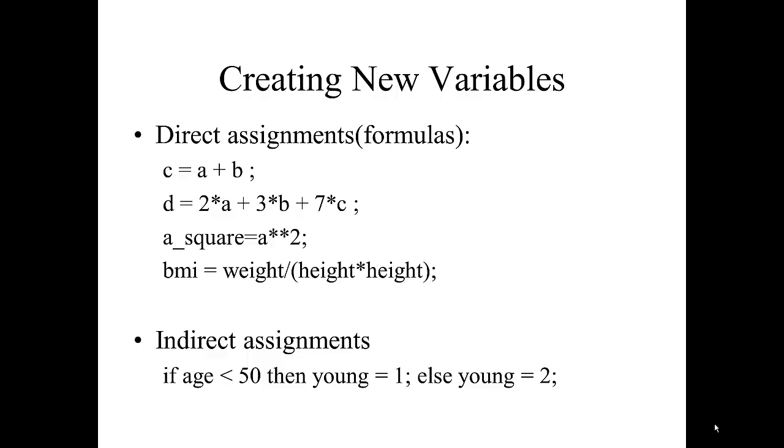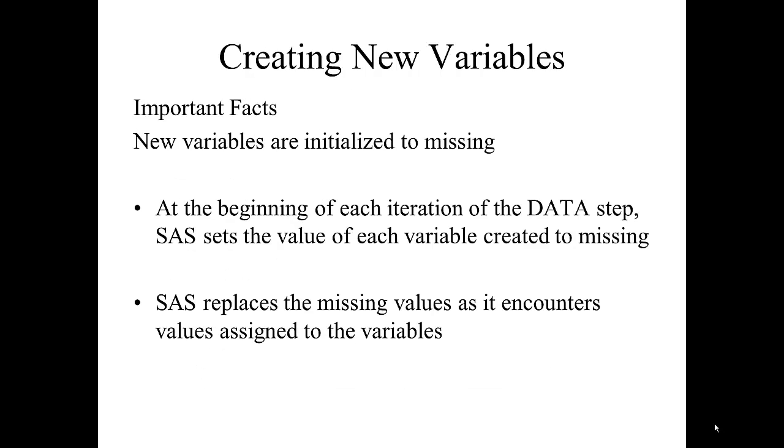The second way to create new variables is with indirect assignments. Here we're creating a new variable called young, and we're saying that if age is less than 50, then young equals 1, else young equals 2. So the variable age, which is already on our data set, was used to create the new variable young with if, then, else statements.